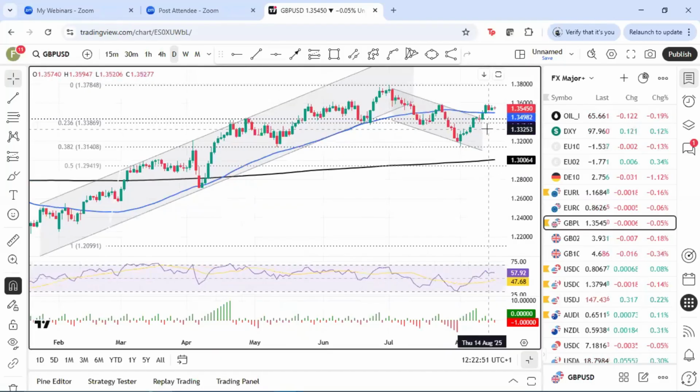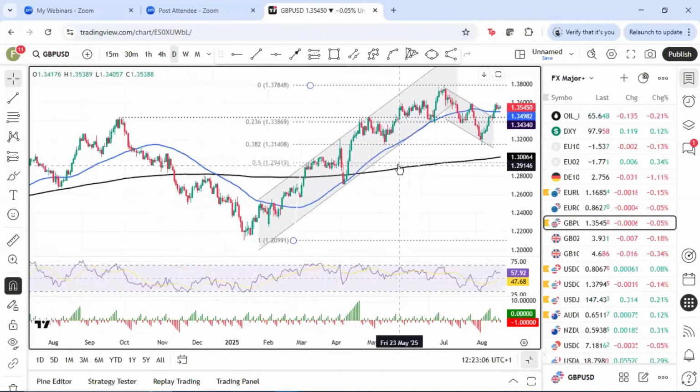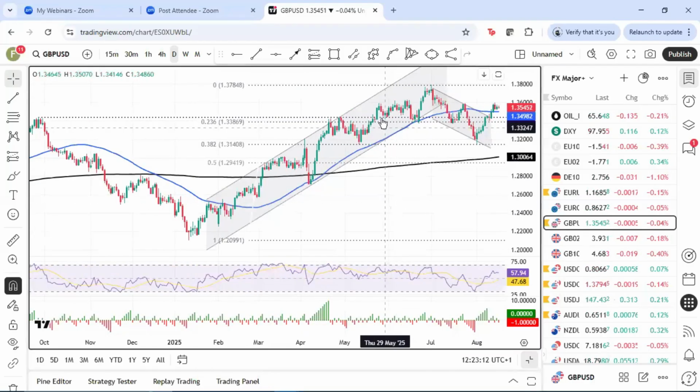So topside, 135.94 is the level to break from last week if we want to get towards 137.84, that multi-year high. Initial support is possibly at the 50-day moving average, that's the blue line at 134.98. Below that, you've got this long-term high we still kept in there from September of last year, that's 134.34, and then a fib level just below that, 133.86.